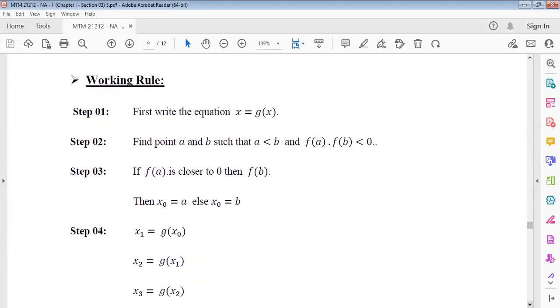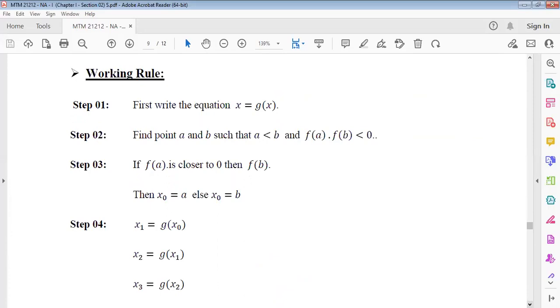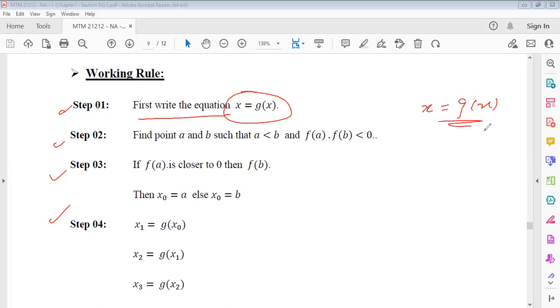This is the working rule to do our fixed point iteration method. It also has 4 steps. The first step says, first write the equation as x = g(x). I'll tell you when we do the example. So first of all, you have to write x = g(x), any choice of g. Some books use phi(x) for g. Everything is the same, don't confuse yourself. Here we have taken g(x).